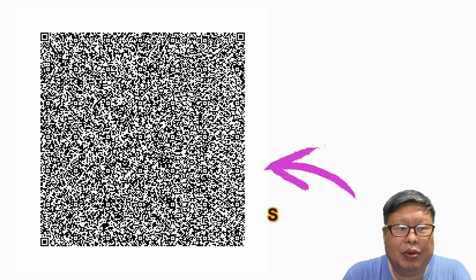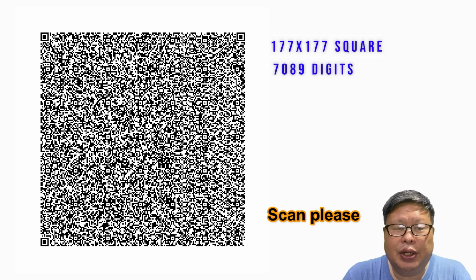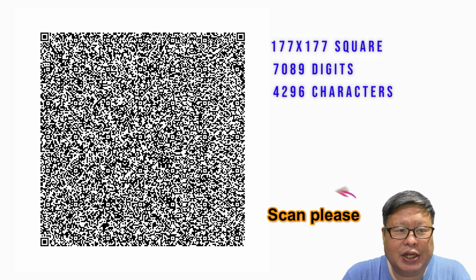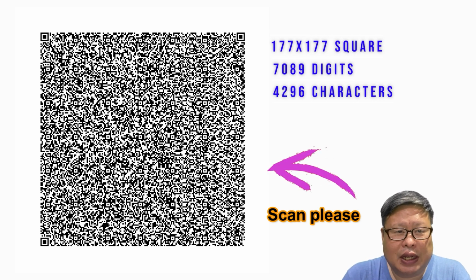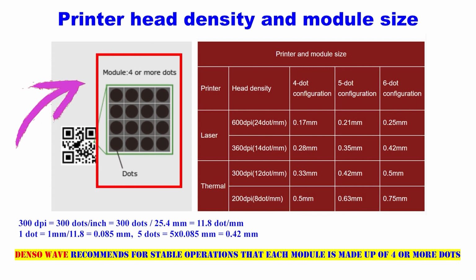The maximum version, a 177 times 177 square, can hold 7089 numeric digits. As for alphanumeric data, the maximum capacity is 4296 characters, and for kanji characters, it's 1817. Each square in the QR code is referred to as a module.